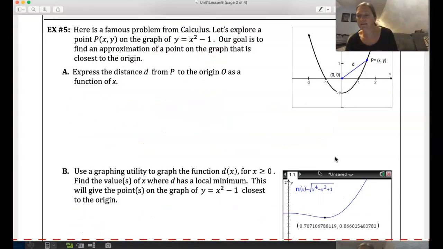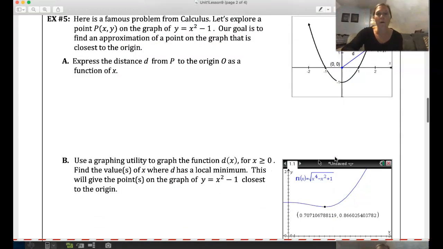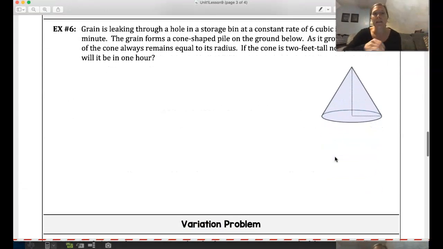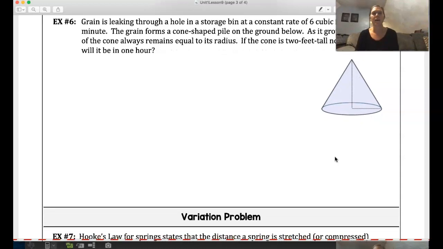Example number 6. Grain is leaking from a hole in a storage bin at a constant rate of 6 cubic inches per minute. The grain forms a cone-shaped pile on the ground. As it grows, the height of the cone always remains equal to its radius. If the cone is 2 feet tall now, how tall will it be in an hour? Okay, so this is another good one.